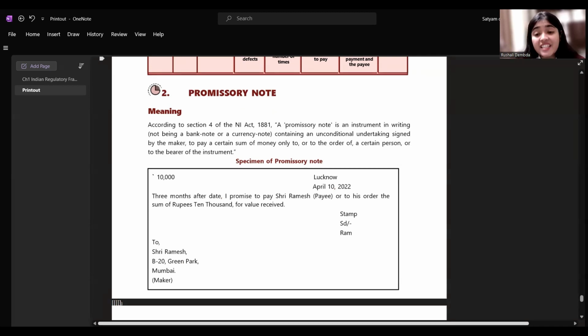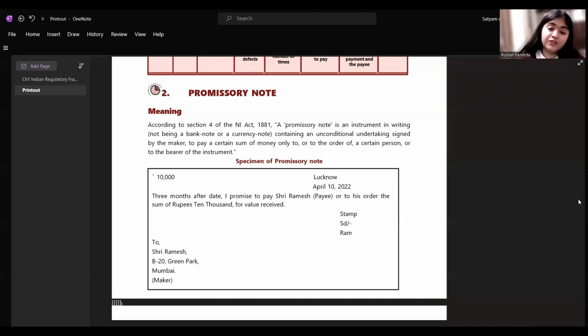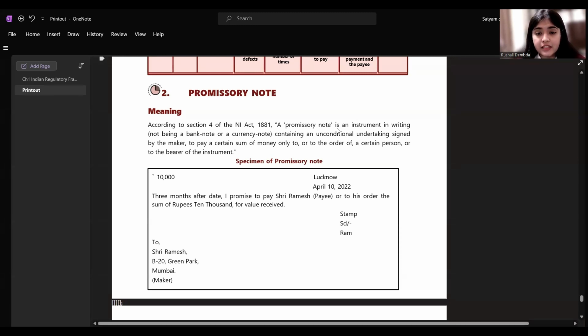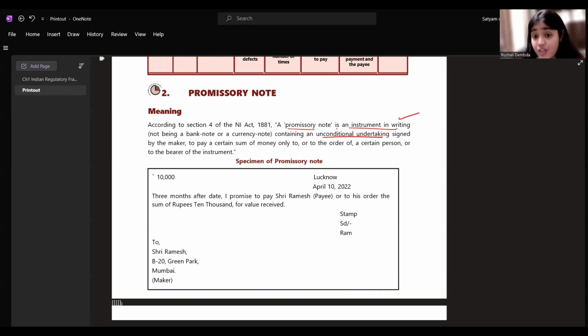A promissory note is an instrument in writing containing an unconditional undertaking signed by the maker to pay a certain sum of money only to, or to the order of, a certain person or to the bearer of the instrument. As we saw, to the order of a certain person or the bearer of the instrument, right? Now let's see what they have said. A promissory note is an instrument in writing. First condition satisfied: in writing, not being a bank note or currency note, containing an unconditional undertaking. We saw that unconditional promise is again an essential characteristic, to be signed by the maker, the person who is creating it, to pay a certain sum of money.